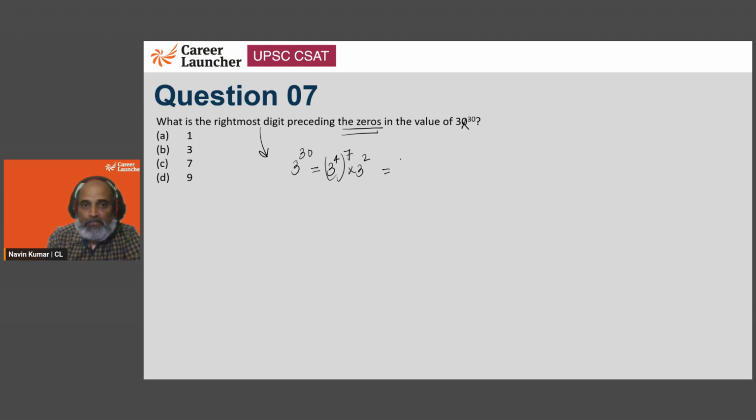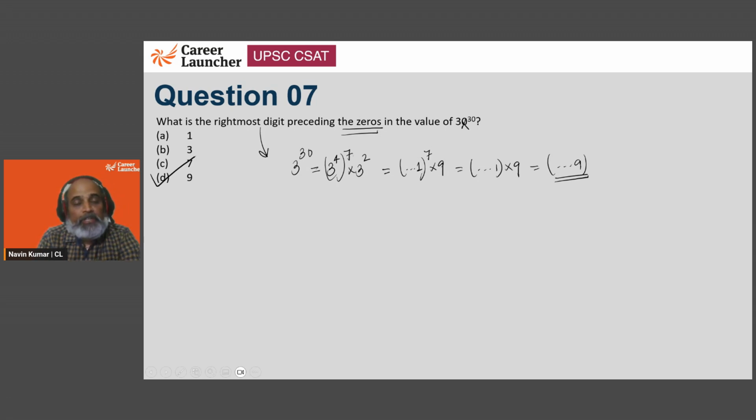Now 3 to the power 4 is a number that ends in 1, and that to the power 7, into 9. Now 1 raised to 7 will end in 1, and when we multiply it with 9, our last digit, the rightmost digit, is going to be 9. So had there been not 30 but only 3, the question would be what is the units digit of that calculation.